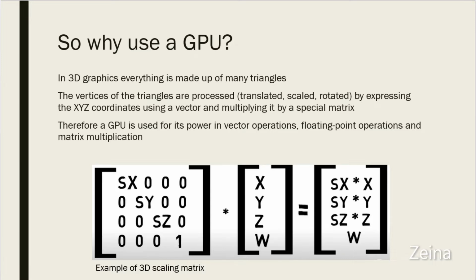It turns out in 3D graphics, the best way to express these XYZ coordinates is using a vector. If you want to perform a translation on a vector, you can multiply it by a special matrix, a special 4x4 matrix actually. Now, these matrices all have different properties. You can do scaling, translation, and rotation just using a particular predefined matrix. Therefore, a GPU is used for its power in vector operations, floating point operations, and matrix multiplication.